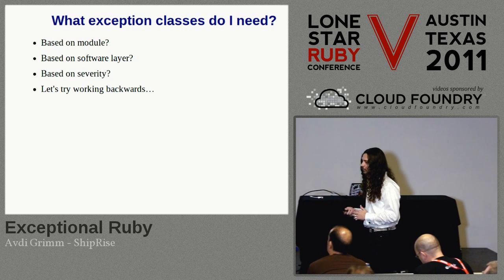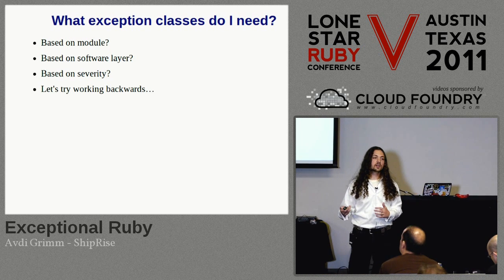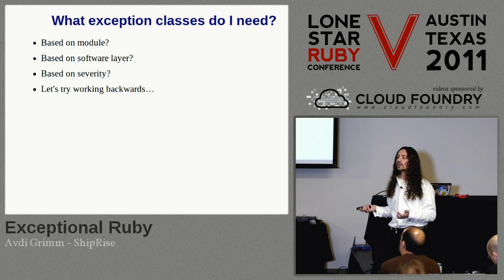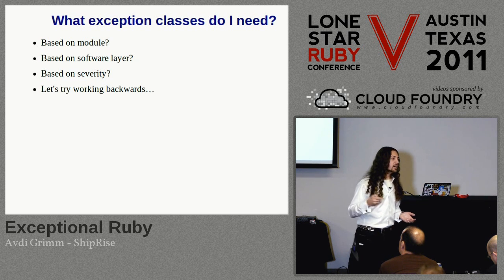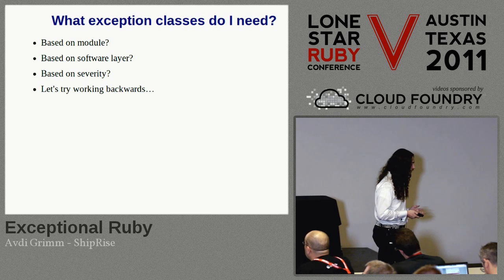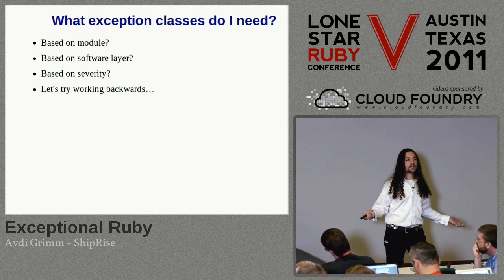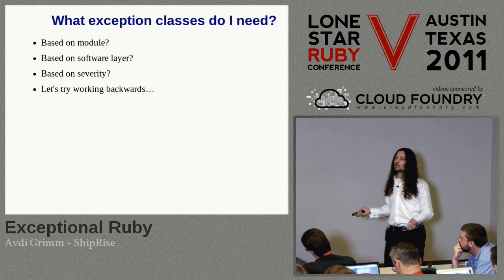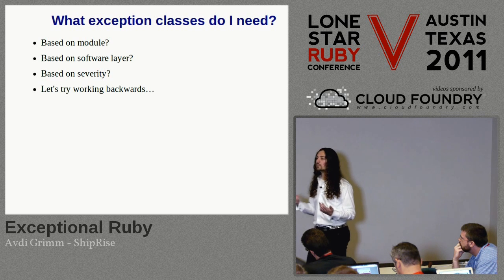Another common question when thinking about an app's error handling strategy, a question I've pondered at pretty much every project that I've started, is how do I structure my exception hierarchy? And there are a lot of answers to this. There are a lot of possible answers.